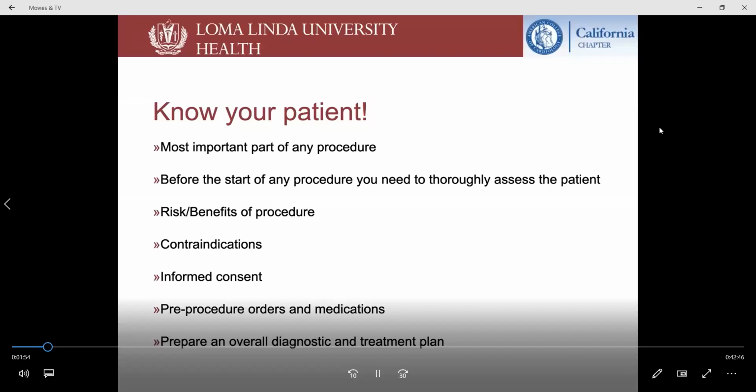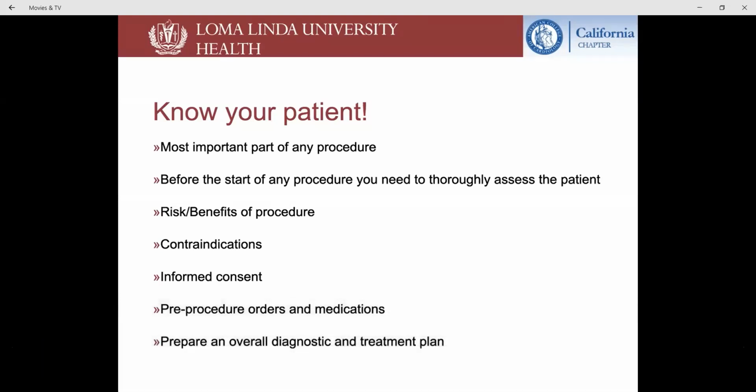Like I said here, it's the most important part of any procedure. Before the start of any procedure, you need to thoroughly assess the patient, go over the risks and benefits of the procedure, review for any potential contraindications, which we'll go over, obtain informed consent, and then address any pre-procedure orders and medications, and prepare an overall diagnostic and treatment plan even before the patient gets to the room.